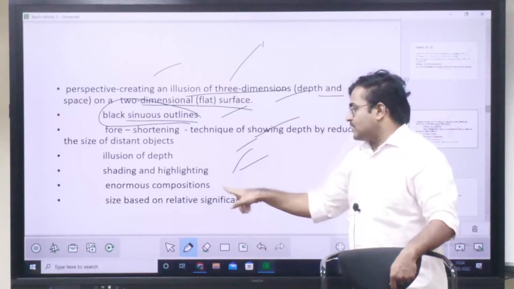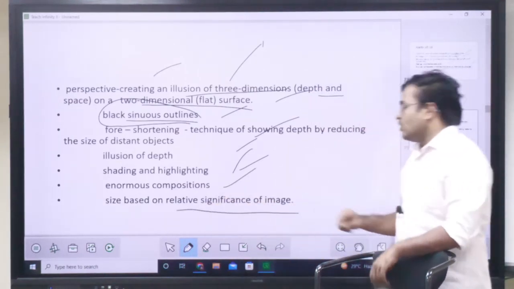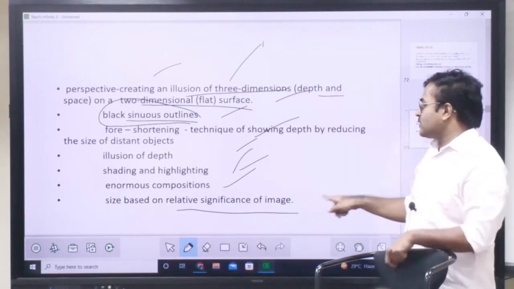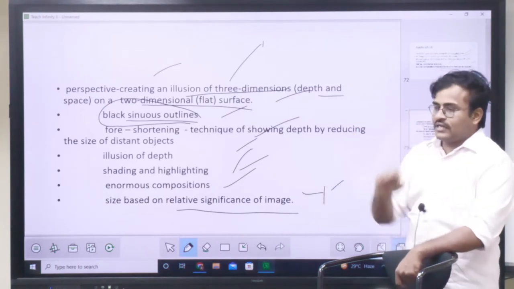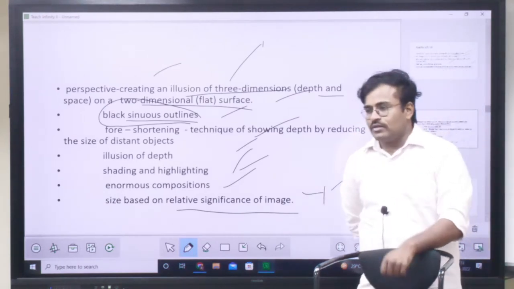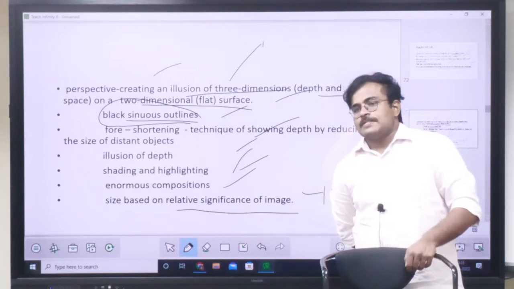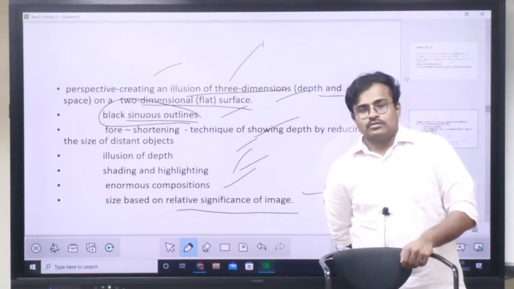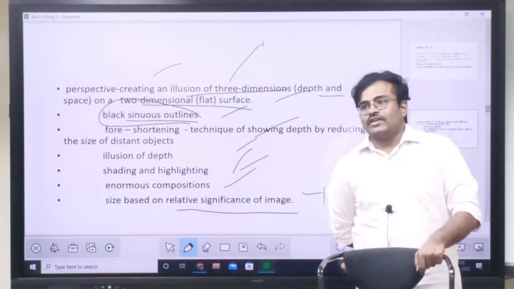These are enormous compositions, and they use the technique of hierarchical scaling too, where the size of the image is based on the relative significance of the image. So you write here, hierarchical scaling, where the size of the image is based on its significance in the story.